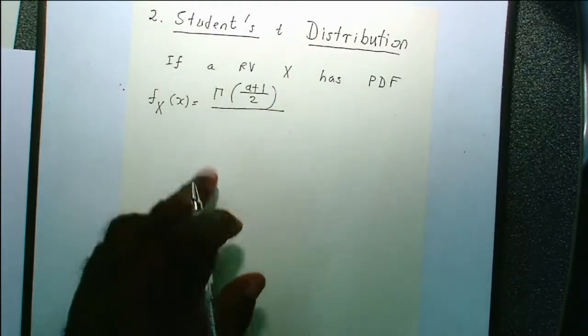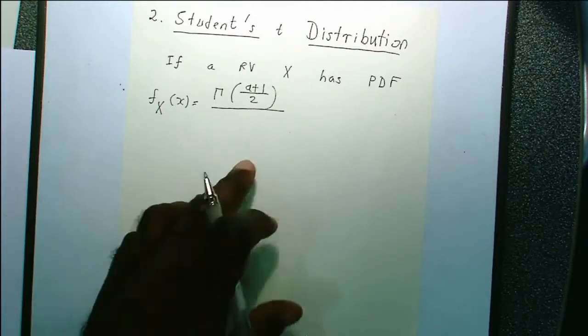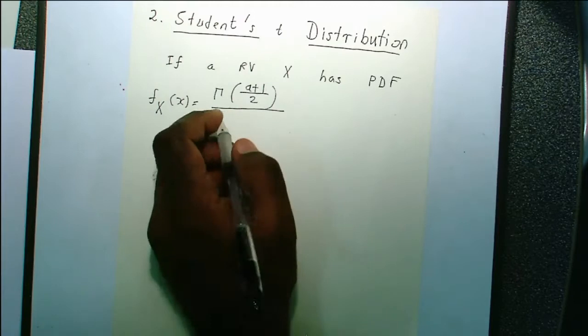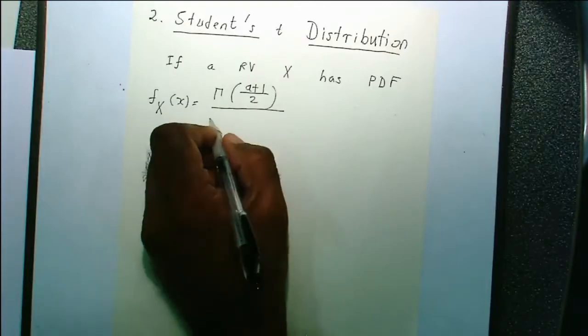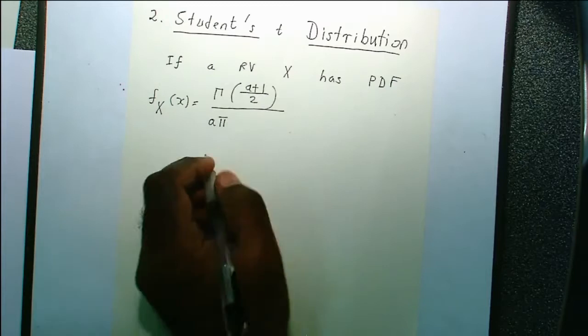By the way, the student's T distribution is not in the printed notes, all right? It's on top of the printed notes. So please make sure that you read it from the scanned notes, right?